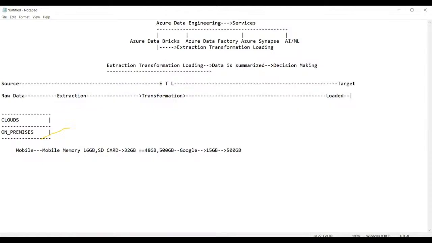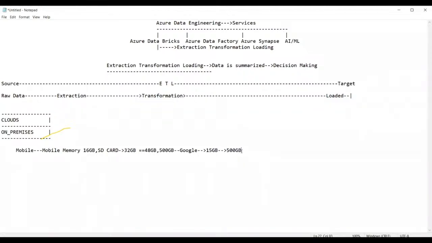So will Google provide you 500 GB of memory free of cost, or will they charge something for it? They'll charge. That means after 15 GB, even if you store 0.1 MB, it is going to charge you. So you can buy the space on Google Drive by paying some cost.